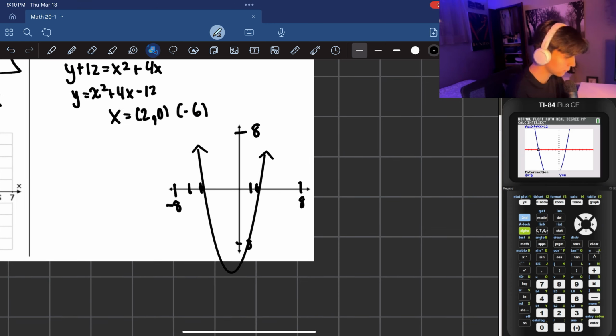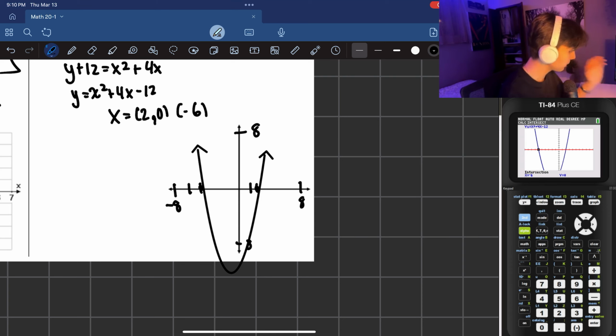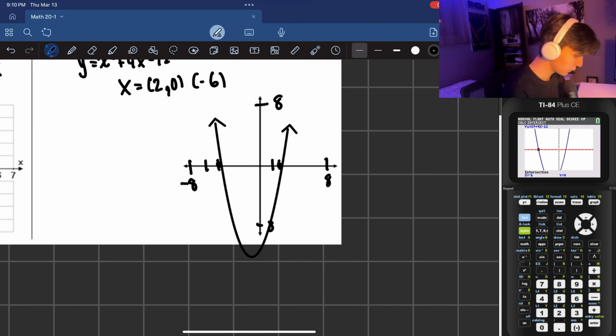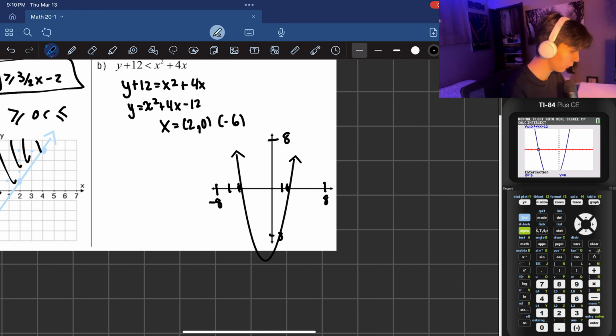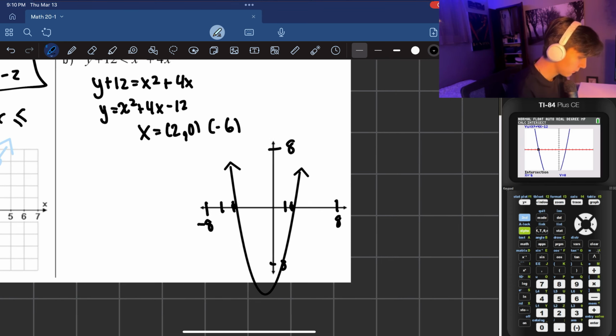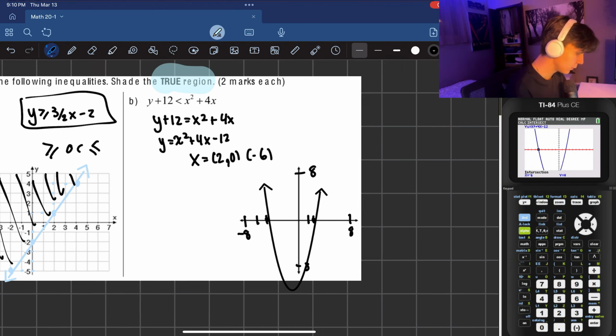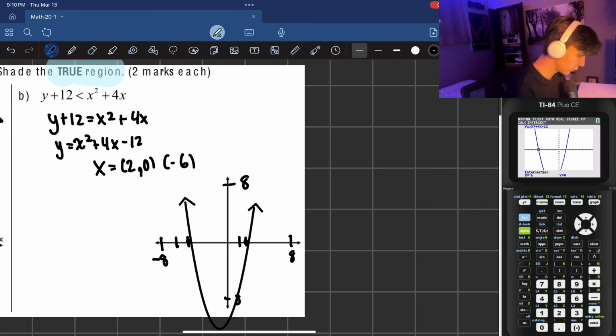Okay, something like this. You get the idea. It doesn't have to be fully accurate here, but we're just graphing it out to see if it's above or below the line. So now that we've done that, we're going to test our shaded region, our true region, as one would say.